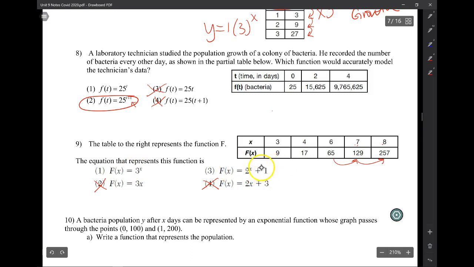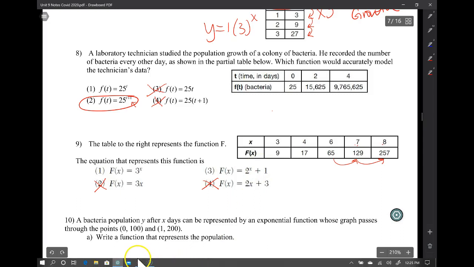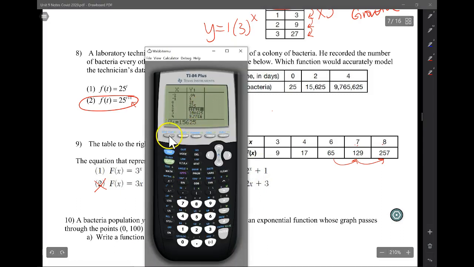And yet again, we have this shift up 1, and I don't know how to write the equation that way. So you know what? Let's go to our calculator, clear it out, type in 3 raised to the x power, that's option 1, and see if it matches our chart. So at 3, it's equal to 27. And over here, it's equal to 9. So let's make sure. Clear that out.